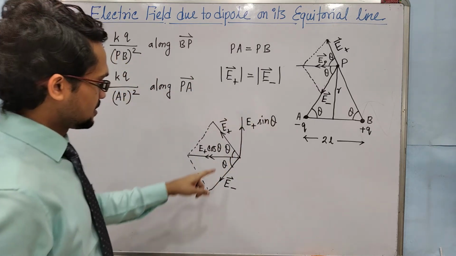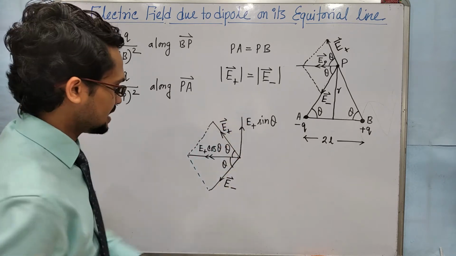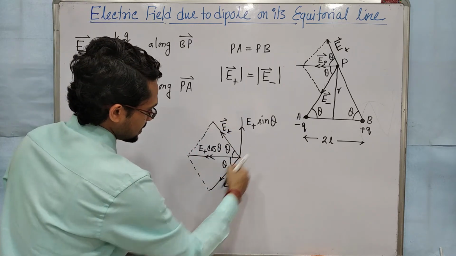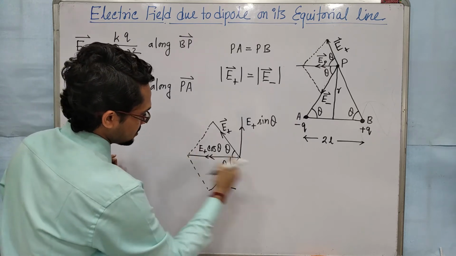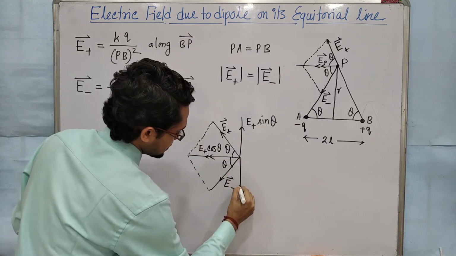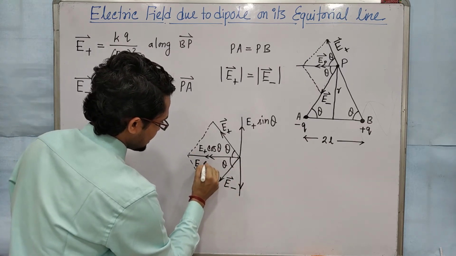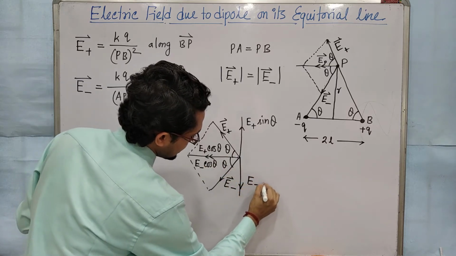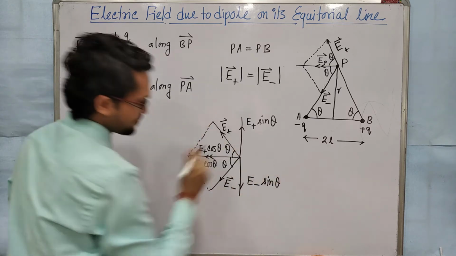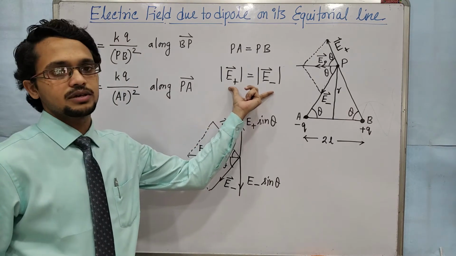This component is E plus cos theta, this component is E plus sin theta. In a similar way, the E minus vector will be divided into two components. This component will be E minus cos theta and this component will be E minus sin theta. Now I have written here E plus equals E minus.